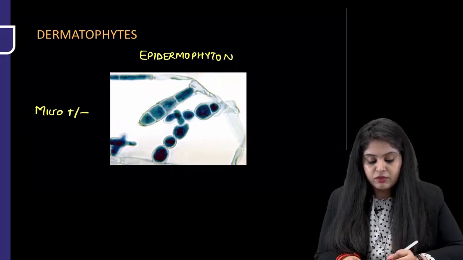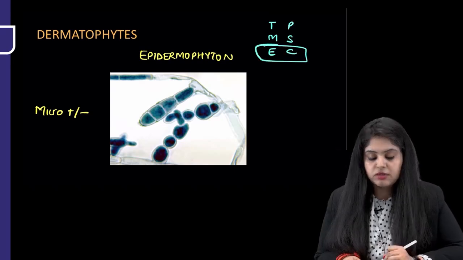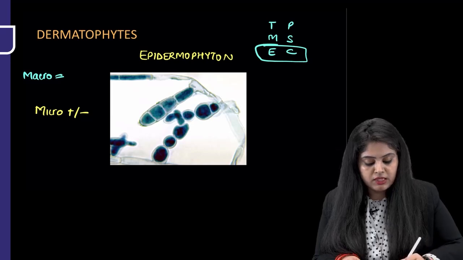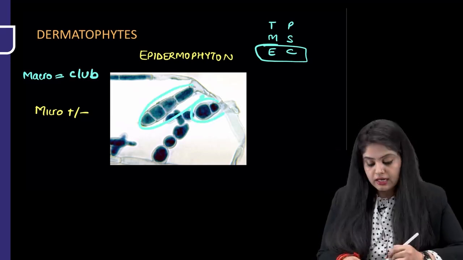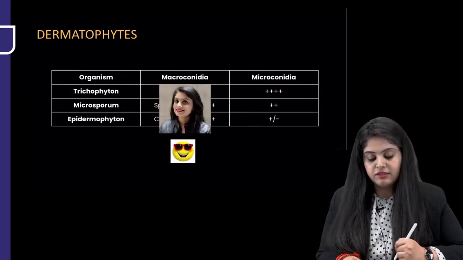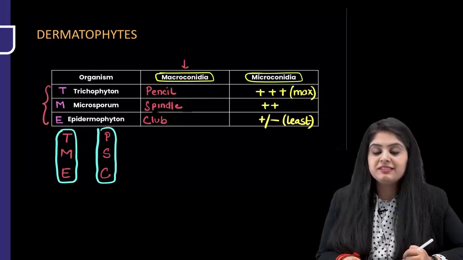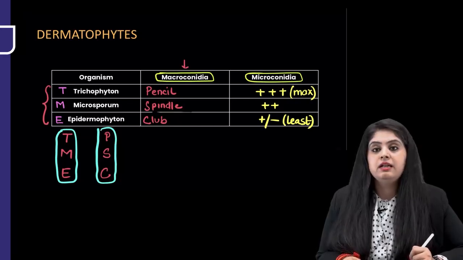The third one is in front of you. Again, I get a question. I write TMEPSC. So the third one is epidermophyton. So what is the shape that you're going to get of macroconidia? It is all club shaped. So this is the last one, that is club. So repeating once again, like I said, it's a smart mnemonic that I've made on my name and my channel, TMEPSC. So remember, pencil, spindle, and club shaped.